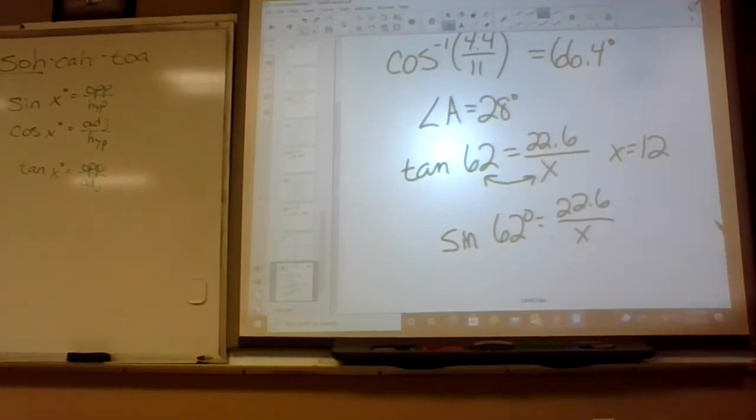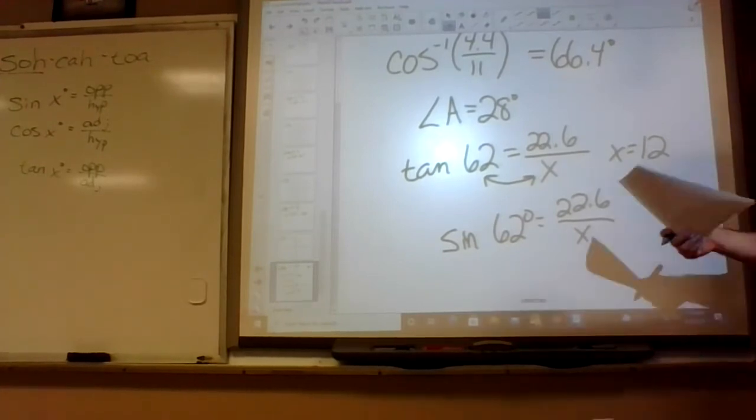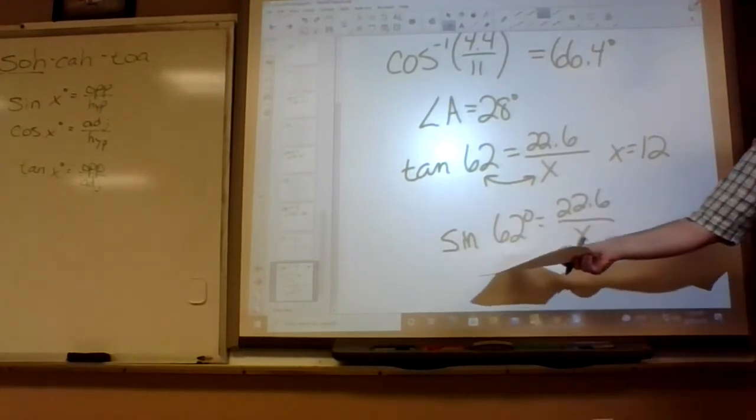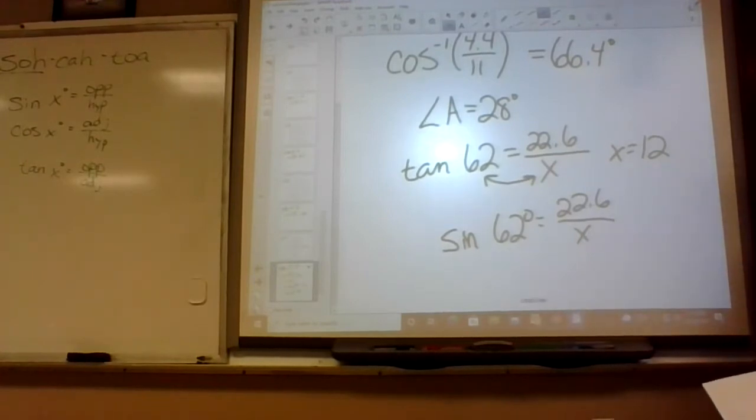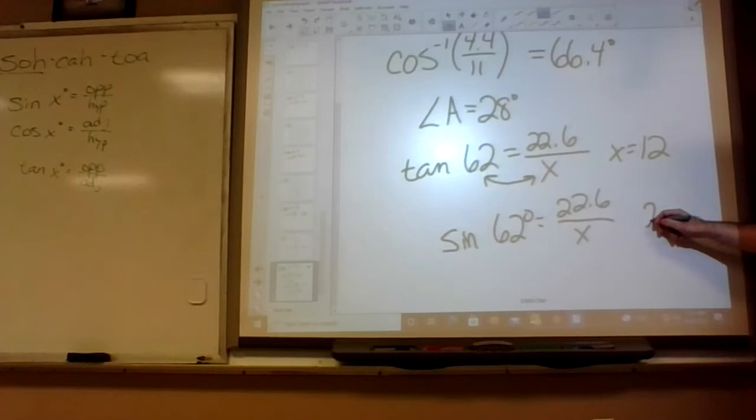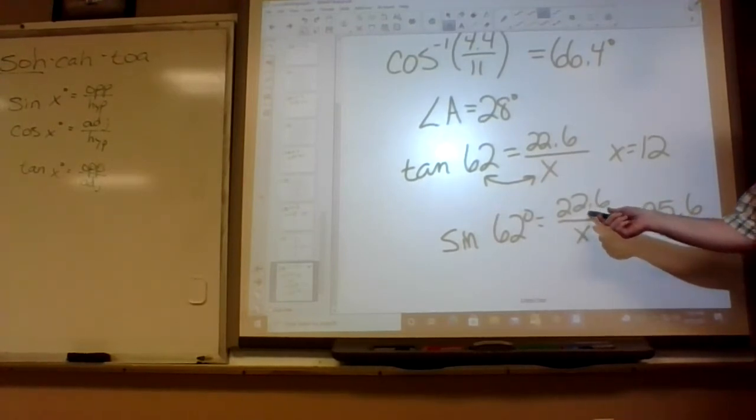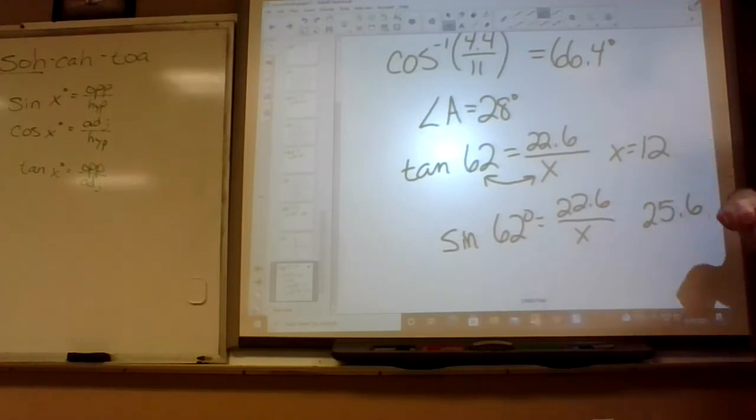I got 25.6. I believe you did. It's 22.6 divided by sine of 62. Oh, we got 25.6. I definitely think that Pythagoras here. You'd have to do more work with the Pythagorean theorem.